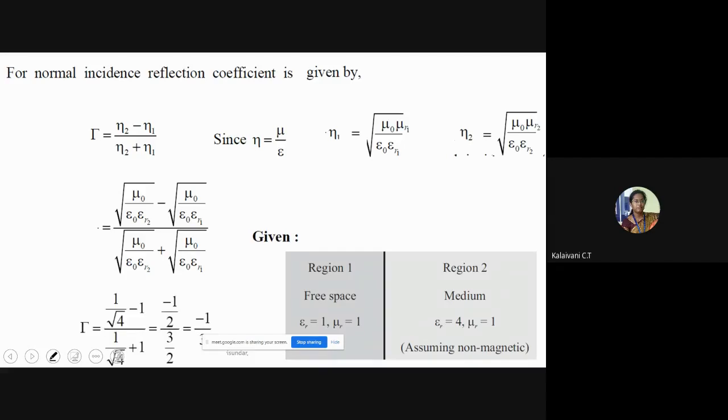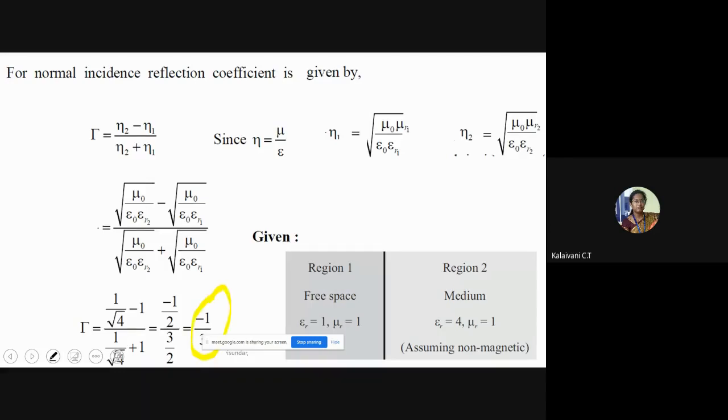So if we cancel mu naught by epsilon naught, the expression will be 1 by root of 1 divided by epsilon r2 minus root of 1 divided by epsilon r1, divided by root of 1 divided by epsilon r2 plus root of 1 divided by epsilon r1. Our epsilon r1 is 1 and epsilon r2 is 4. So 1 divided by root 4 minus 1, divided by 1 divided by root 4 plus 1. Root 4 is 2. 1 by 2 minus 1 is minus 1 by 2. 1 by 2 plus 1 is 3 by 2. The 2 will get cancelled. So the answer is minus 1 by 3.